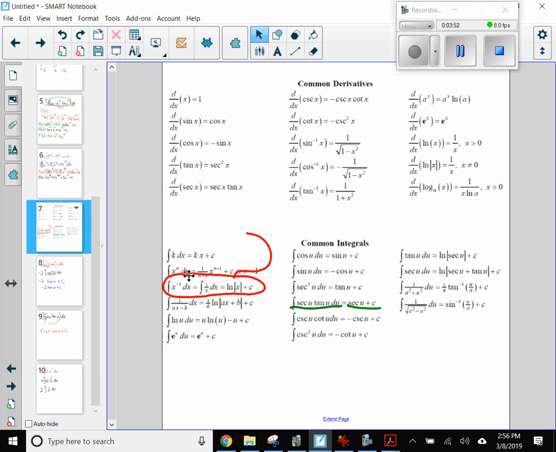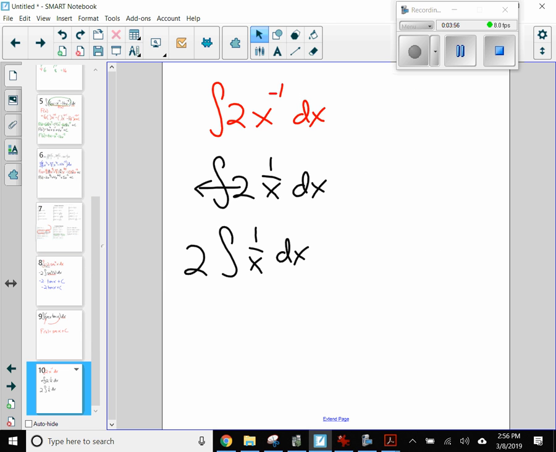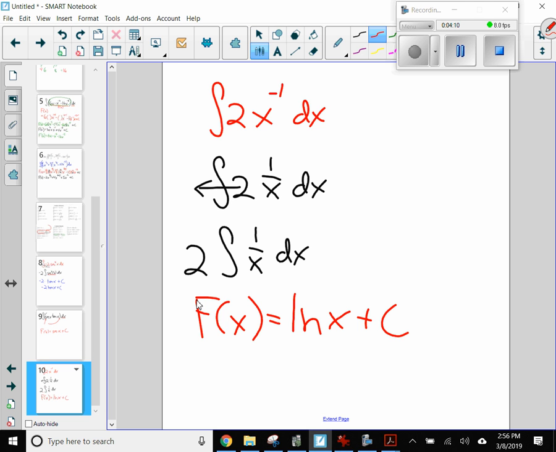I didn't really get into the whole absolute value thing. I don't think you need to get into it either. So the answer to this would be f of x equals ln x plus c. And you're going to have to remember that the relationship between ln x and 1 over x, the derivative of ln x is 1 over x. You don't want to start going through your placeholder stuff. You'll get the wrong answer.